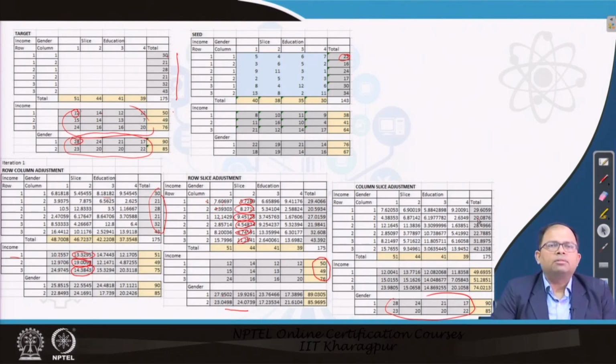So, this is how a 3-dimensional table could also be handled. We can use a 3-dimensional IPF as well on our data to generate the cross classification tables for a particular zone.